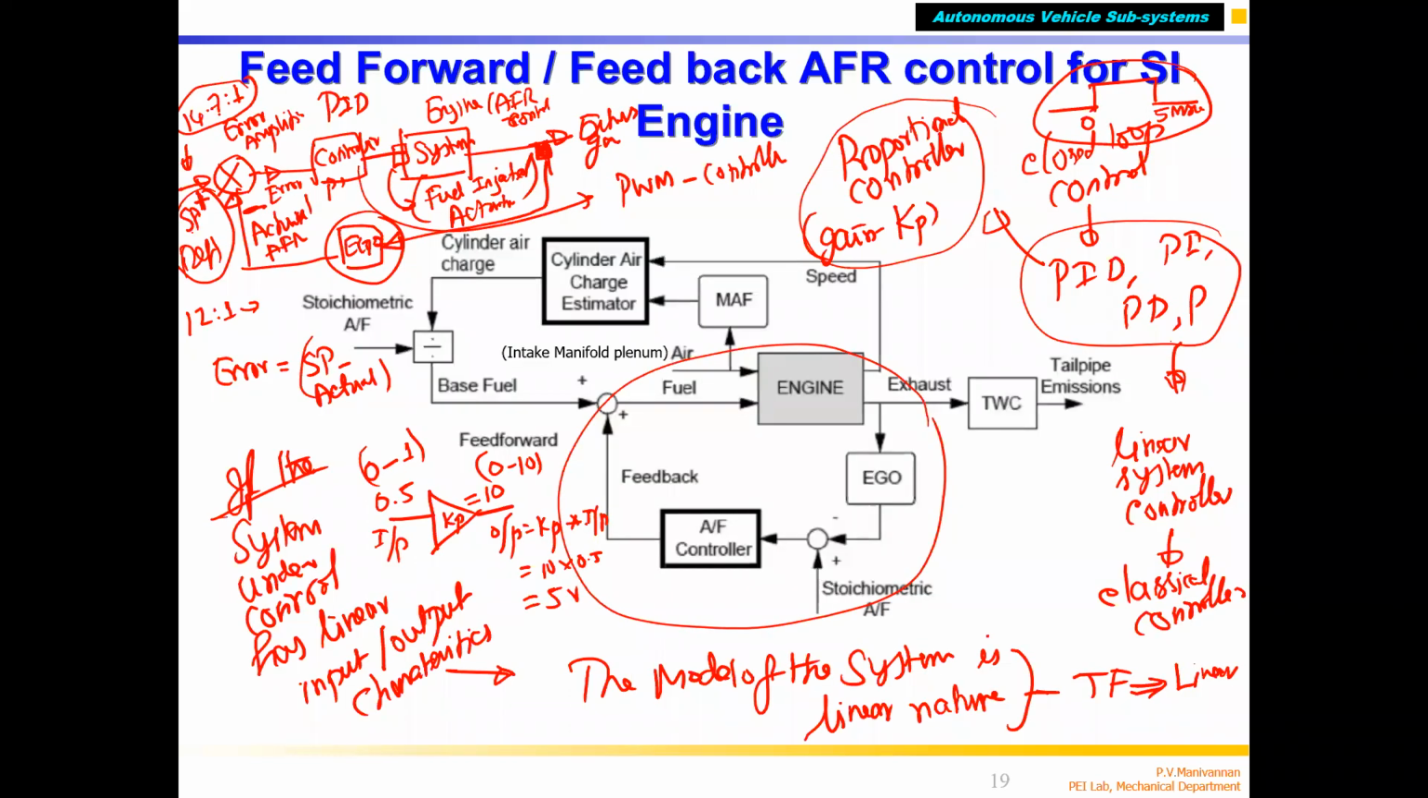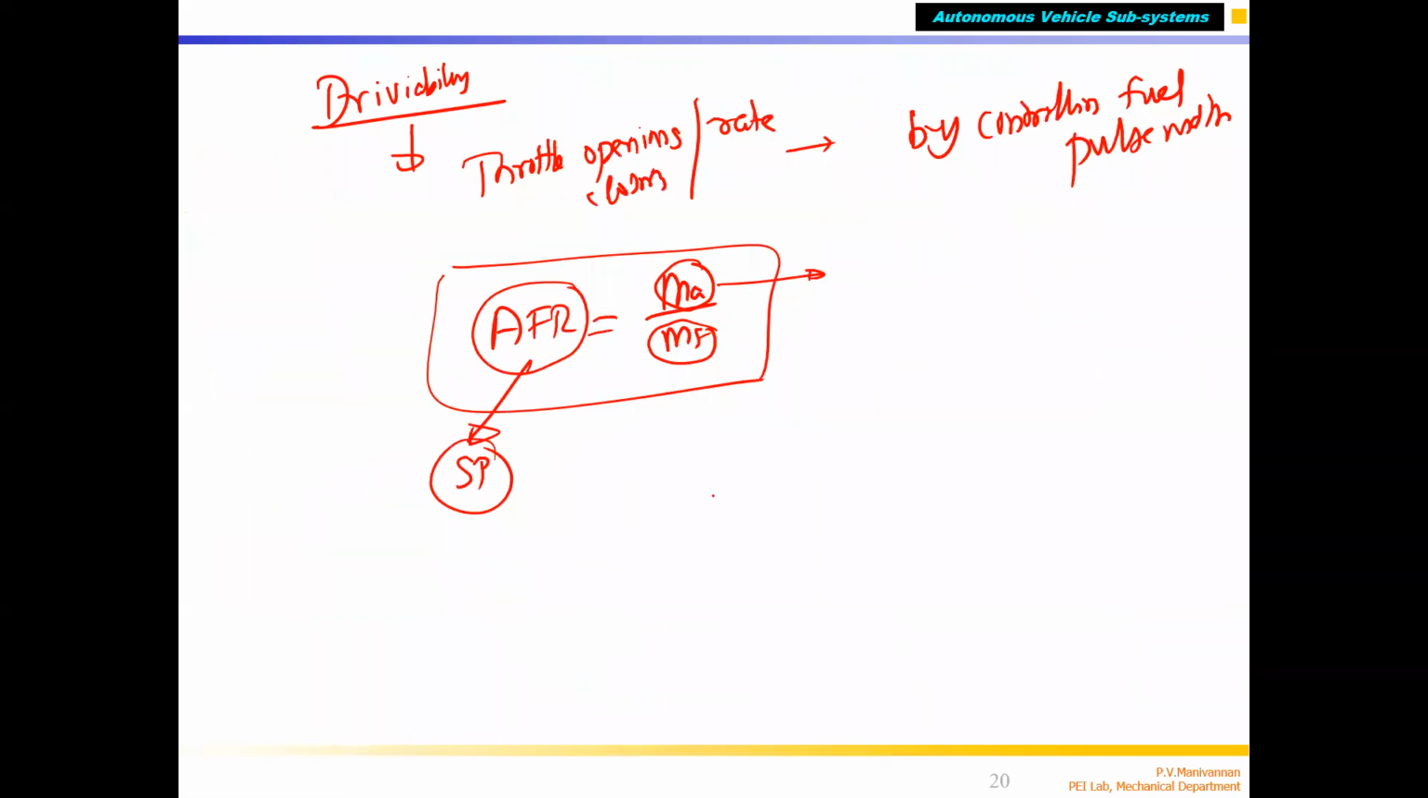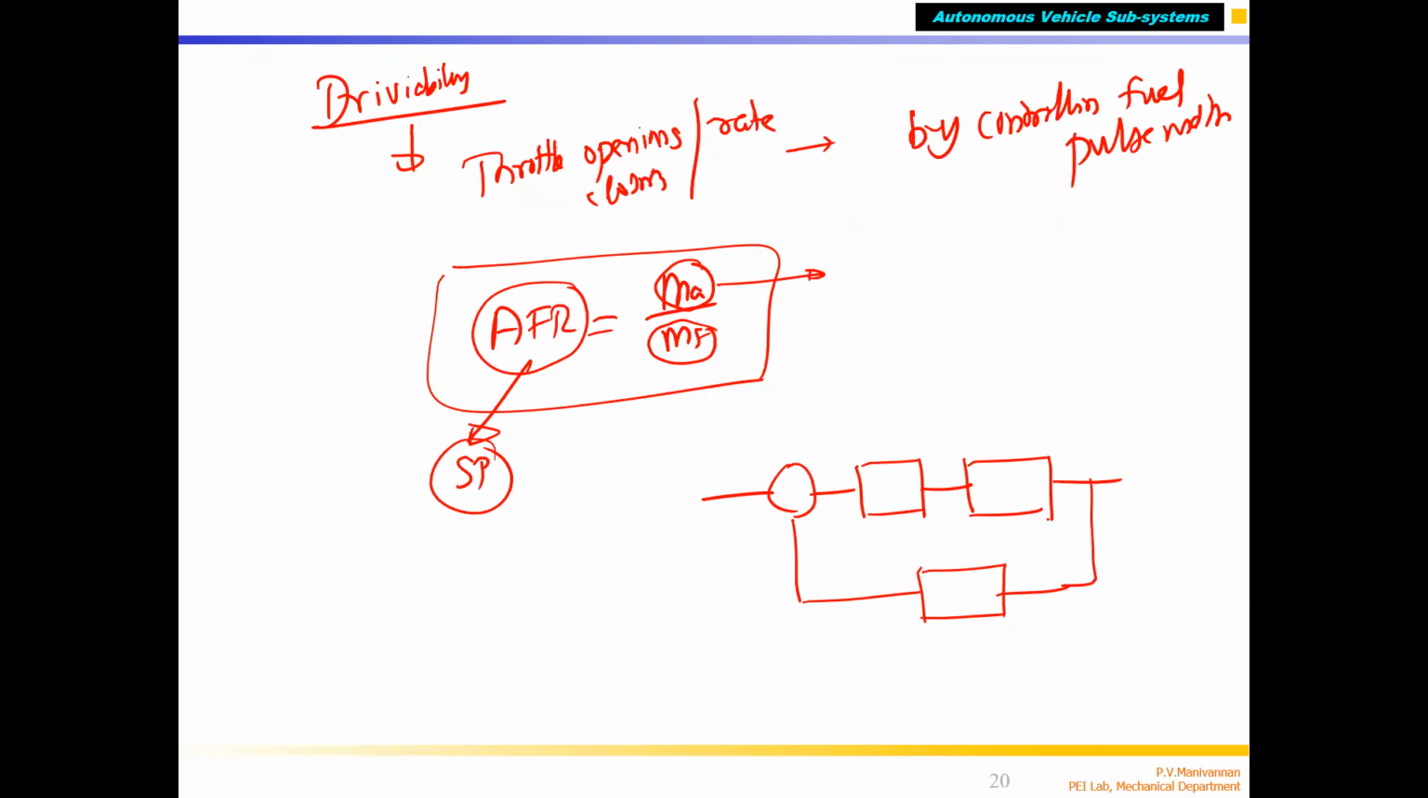For this controller, you are setting the air-fuel ratio depending on how this is set, correct? This air-fuel ratio is also not constant. The set point is also not constant. It is varying depending upon the throttle position, correct? So this is the closed loop air-fuel ratio control of the engine, correct?